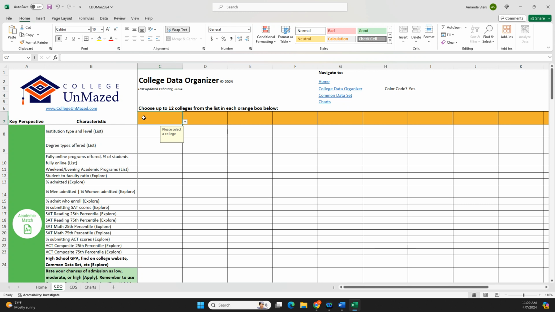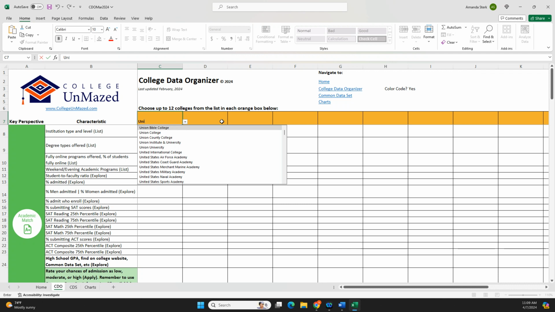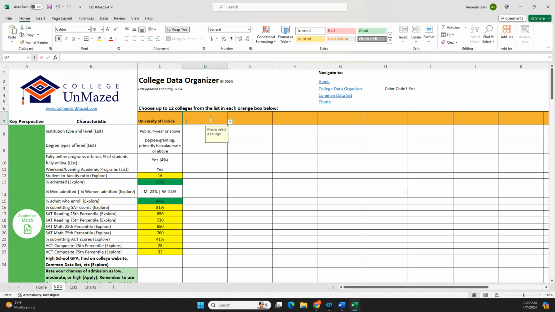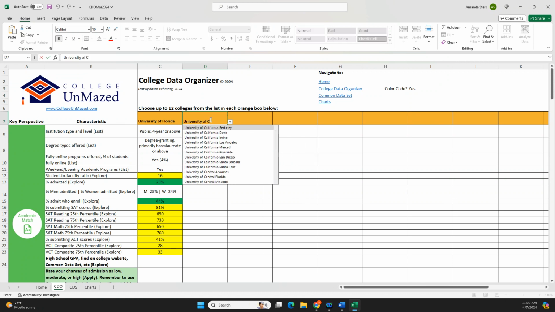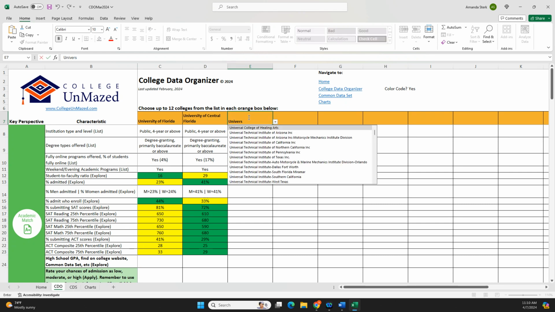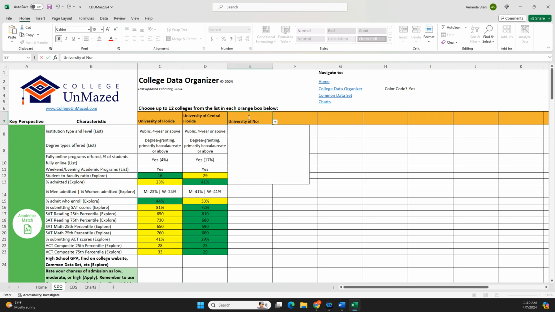Up here in the orange, you can do up to 12 colleges. Now, I live in Florida, so I'm just going to do the University of Florida and just type it in. You want to make sure that you spell it correctly. I'll pick a few, University of Central Florida. So you can see as I enter in this information in the college, you start seeing some color coding, and I'll explain the color coding here in just a second. So let me put in one more for right now. Let's do the University of North Carolina.